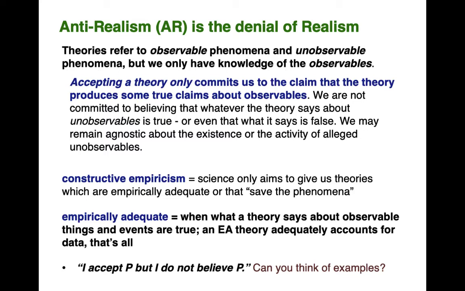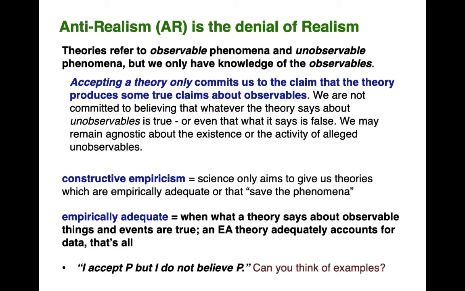And so in one sentence, this is what constructive empiricism is. Again, this emerges as a reaction to scientific realism. Constructive empiricism is an anti-realist position. On this view, science only aims to give us theories which are empirically adequate, or that save the phenomena, right? Capture, describe the phenomena. Empirically adequate. What's this? This is when what a theory says about observable things and events is true. An empirically adequate theory adequately accounts for data. That's all. Doesn't mean the theory is true.